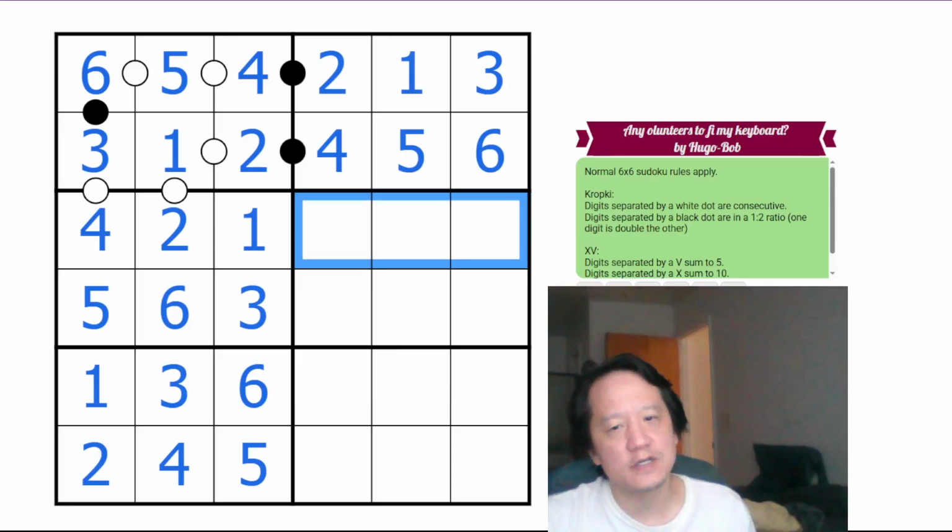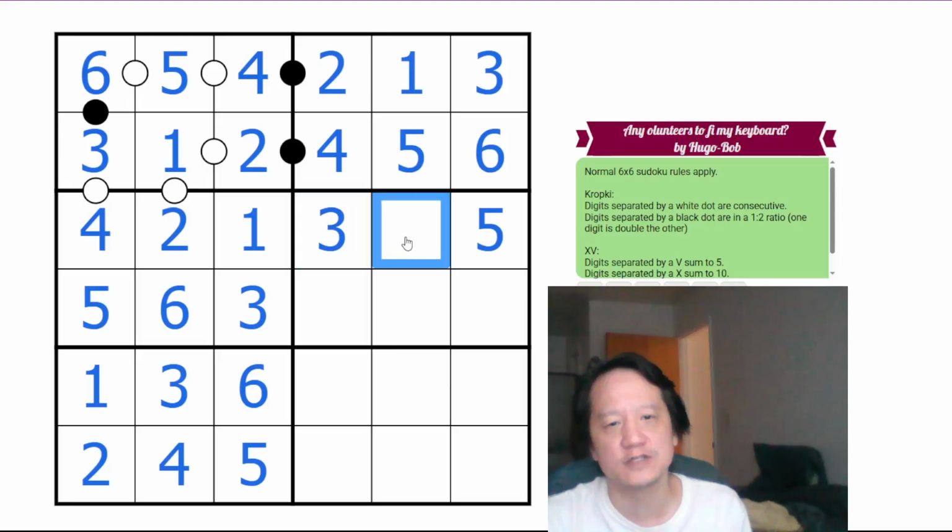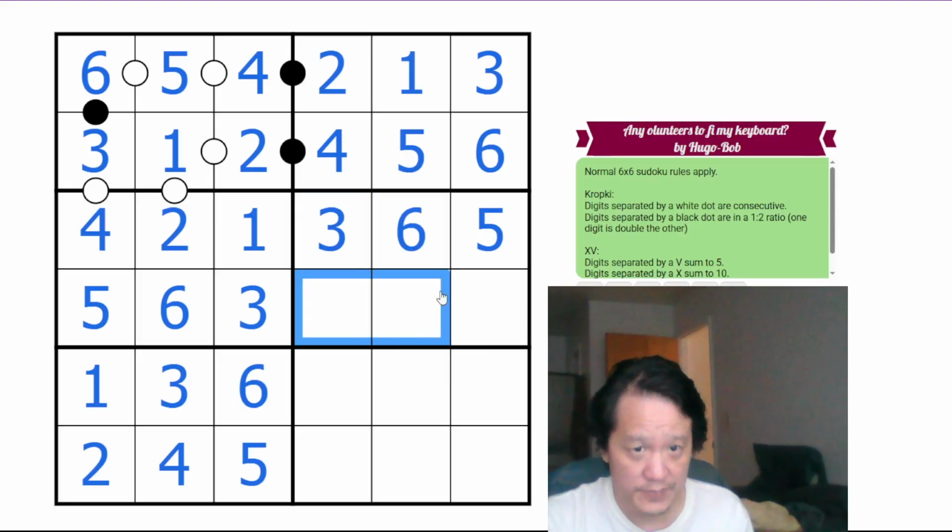Remaining digits in row 3. We have 3, 5, and 6. This can't be 3 or 6 because of 3 or 6 in the column, so we have 5 here. We have a 3, 6 pair left here. This can't be 6 because 4 and 6 add up to 10, and there's no X between them, so that's 3, which makes that 6.